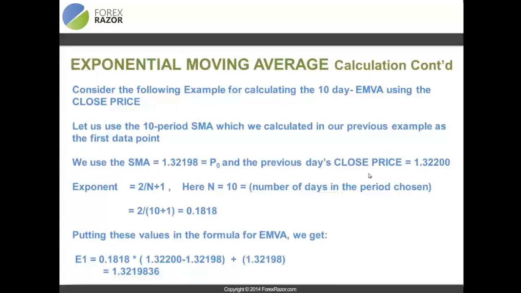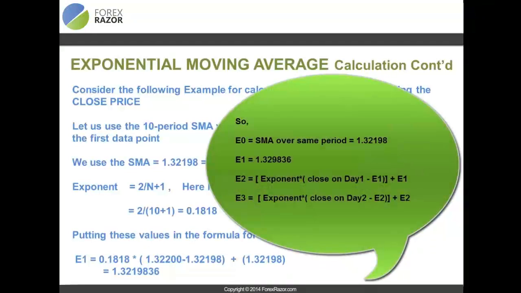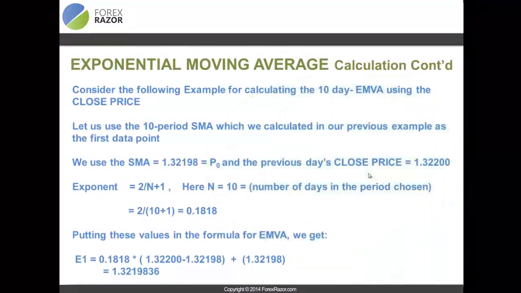and so on. This way we keep getting the values, with E0 being the initial data point, that is the 10-period SMA, E1 being what we just calculated. Calculation of E2 would require the use of E1 and the close price for day 1, and so on. So this way, as we keep getting the values of E0, E1, E2, E3, and so on, these values are plotted as what we see as the exponential moving average on the graphs.